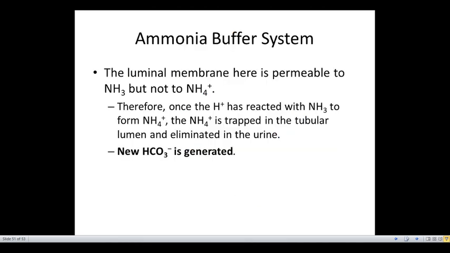The luminal membrane here, which is in the collecting ducts, is permeable to ammonia but not to ammonium ion. Therefore, once the hydrogen ion has reacted with the ammonia to form ammonium ions, the ammonium ion is trapped in the tubular lumen and eliminated in the urine, and therefore for each ammonium ion secreted, a new bicarbonate is generated and added to the blood.